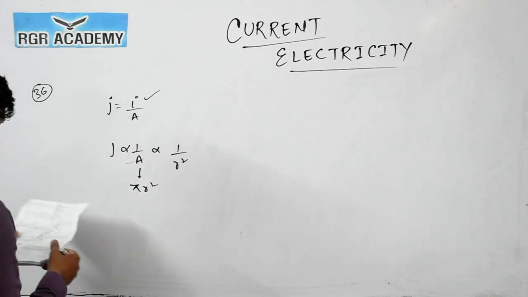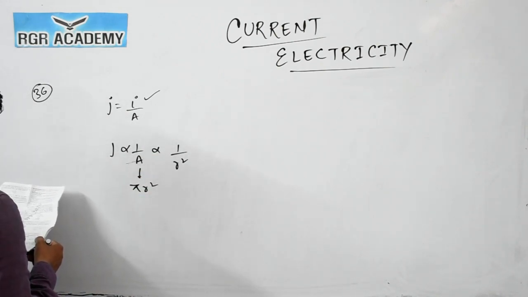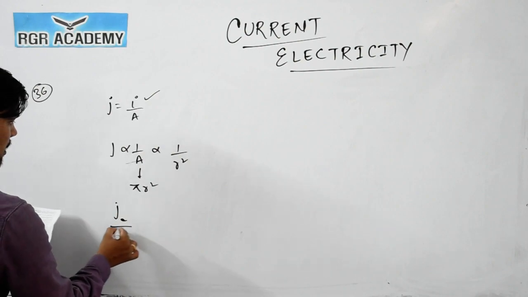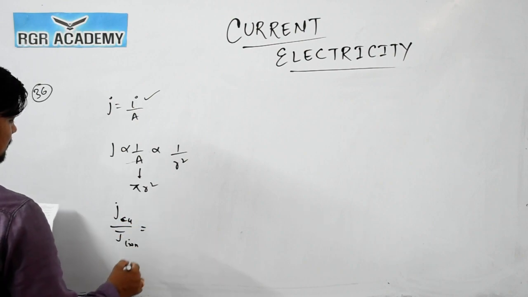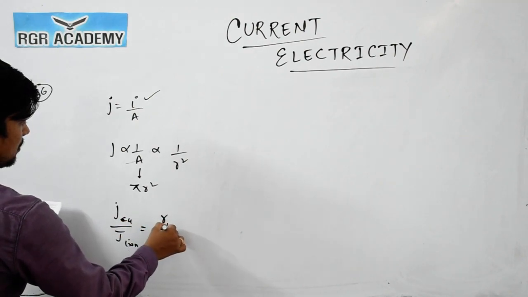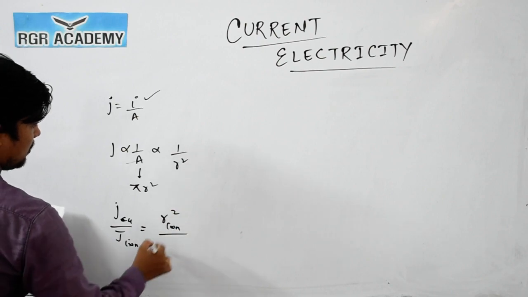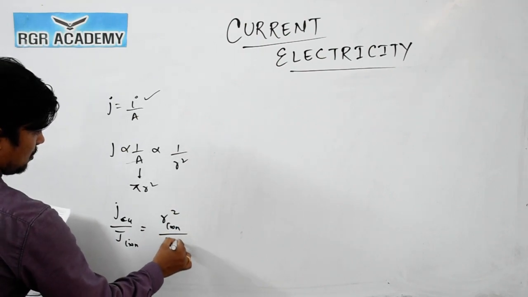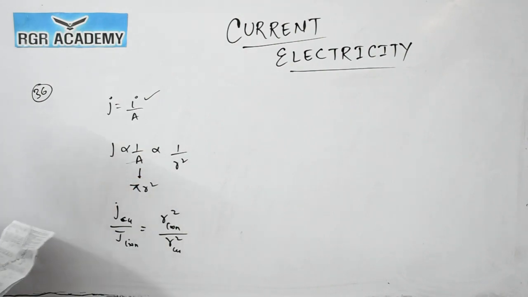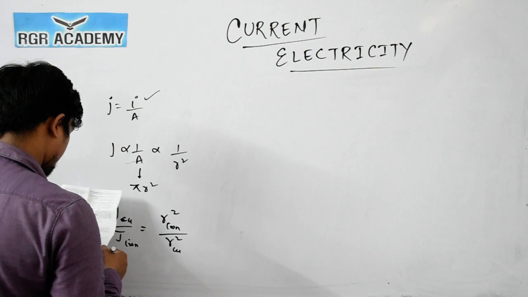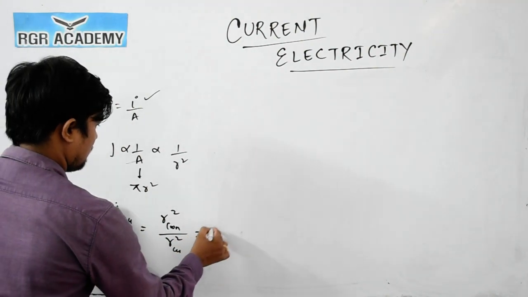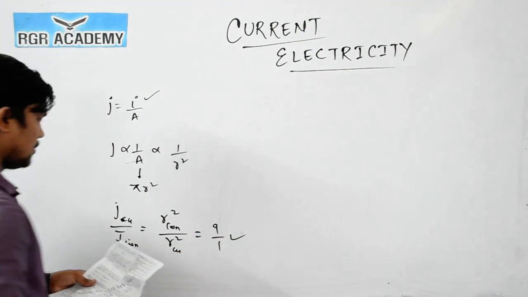So we can say that the ratio of current density in the copper, J of copper by J of iron, will be equal to R of iron square divided by R of copper square, because J is inversely proportional to R square. So what is the radius of iron? 3 millimeter. So this will become 9 by 1. So that will be the answer.